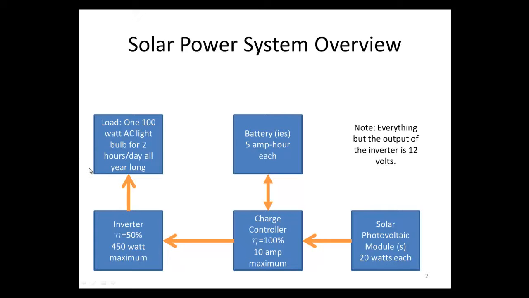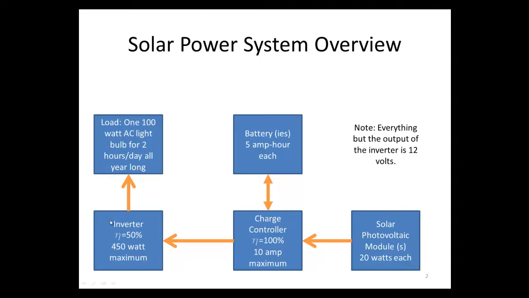The load is something like a light bulb or a fridge or anything that uses electricity. You can think about anything you plug in your house. In this case, it's going to be plugged into the solar power system to be powered. Right now, in this example, we're going to be using a 100-watt AC light bulb, and we're going to be using it for 2 hours a day all year long.